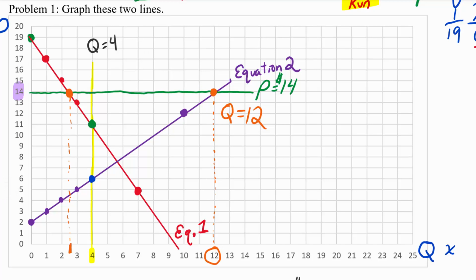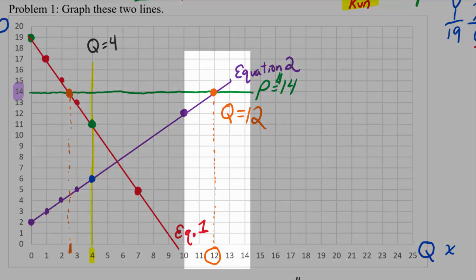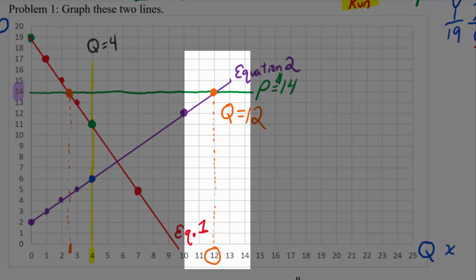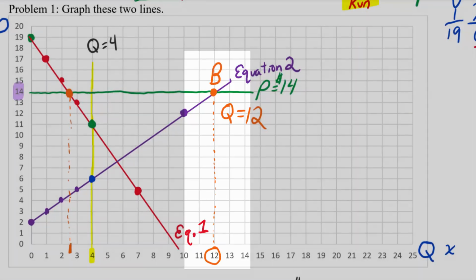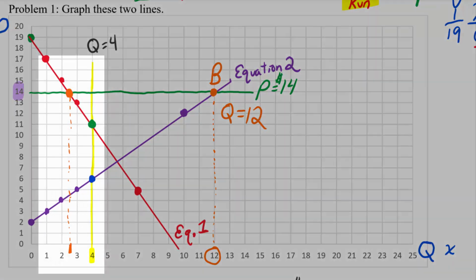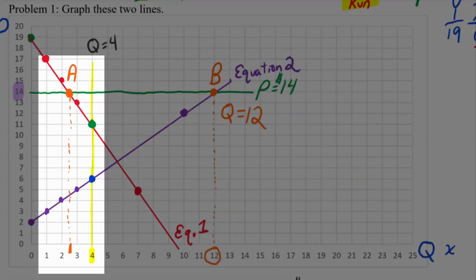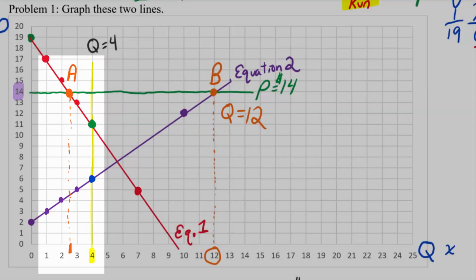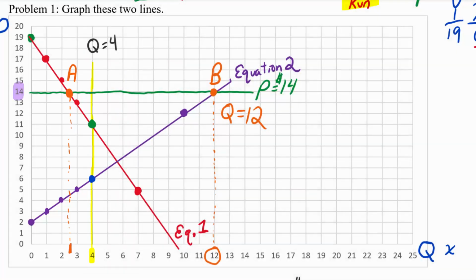So the graph can help us understand what's going on here, but of course we can also use the equations. I'm pretty sure from looking at the graph that this point, we'll call it B, really is at a price of $14 and a quantity of 12. Point over here, A, somewhere between 2 and 3. We could guess it's 2.5. Maybe it is, maybe it isn't. But perhaps we should double check by using the equation.